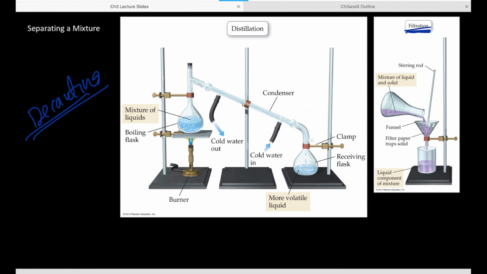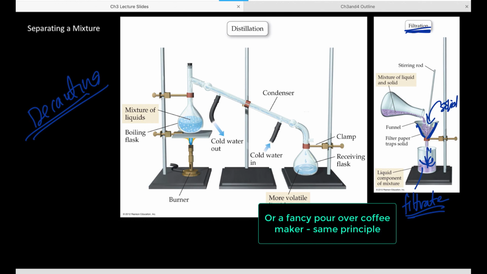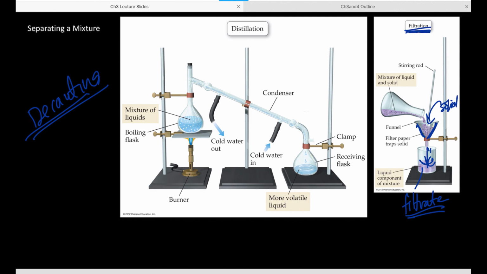Filtration only works with a solid and liquid mixture, where we have filter paper here. So my solid is always going to get caught on my filter paper, and the liquid is going to flow through and get caught down here. This liquid component, by the way, is known as the filtrate. One of those terminology things I think you ought to know. If you have one of those old school drip coffee makers at home, this is that same exact process, where our paper is where a solid sits and the liquid flows through.